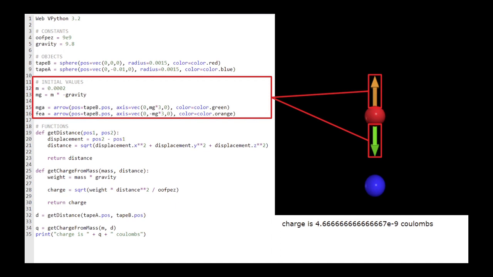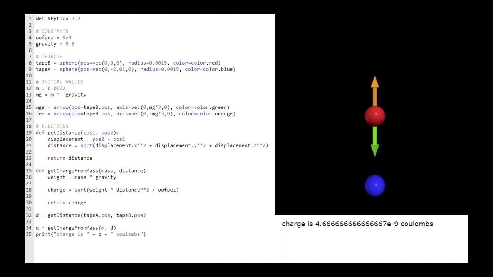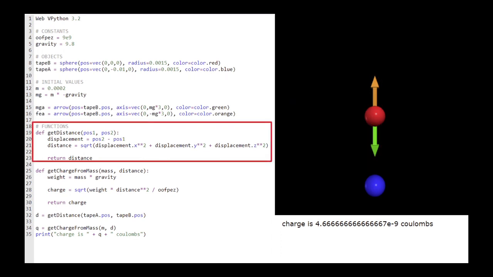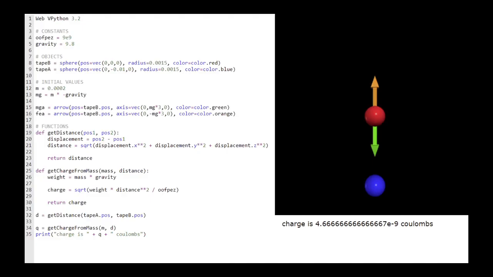I had to scale the length of the arrow so that the model was understandable. Likewise, since the weight is the same magnitude as the electrostatic force, I represented this as another arrow of equal magnitude, but in the opposite direction. From there, I define two functions. The first calculates the distance between two three-dimensional vectors. First, this function finds the displacement vector before using the extended Pythagorean theorem to calculate the magnitude or distance.